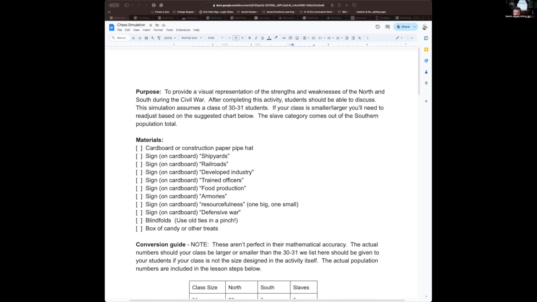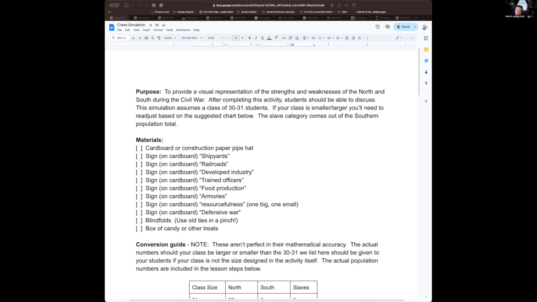You also need some blindfolds for this. I used old ties at the time. My dad was close to passing when I was doing this, and he was giving away things. And then I kept those ties in my classroom afterwards.